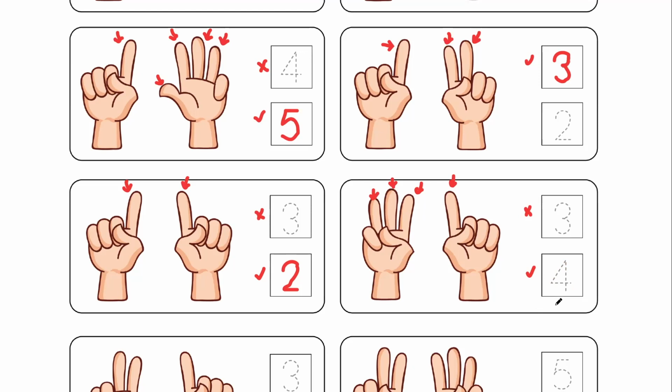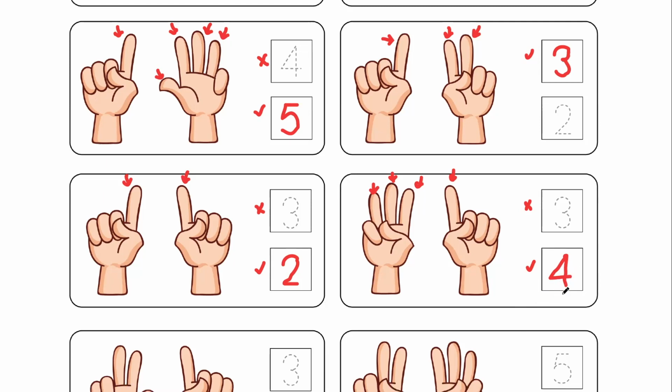Now let's start tracing with me this correct number. Stretch the line from bottom to top. Now let's start tracing with me the correct number 4. Stretch the line from bottom to top. Make a slant line in the downward direction. And now horizontal line from left towards right. So we are done with the tracing of the correct number, that is number 4.